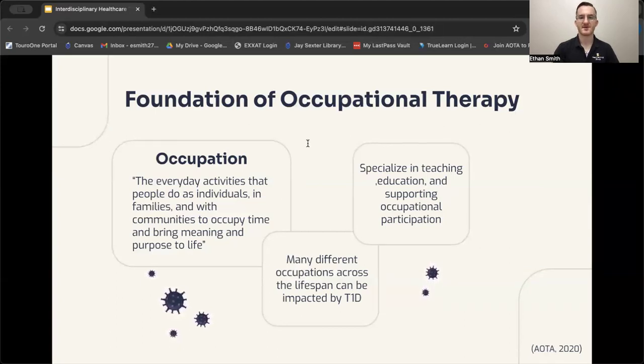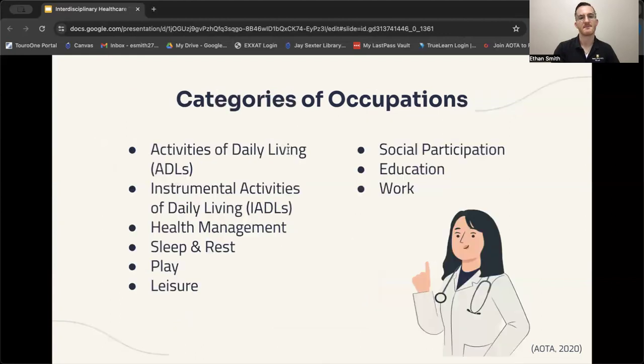As we will discuss throughout this presentation and with many of the educational presentations provided on this site, many different occupations across the lifespan can be impacted by a type 1 diabetes or T1D diagnosis. And in the event of being referred to an occupational therapist, it would be their job to try to identify those barriers and create interventions or strategies to revise or create new habits, roles, or routines to allow for independent, safe, and healthy participation in all of these occupational categories as desired or needed.